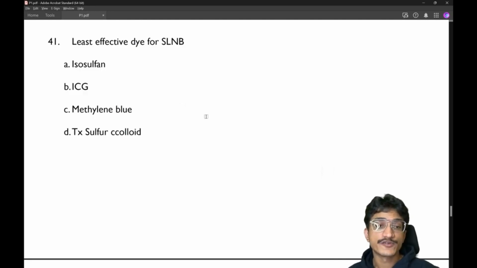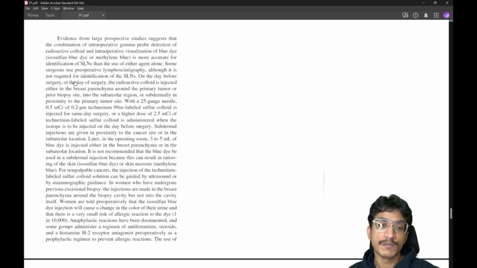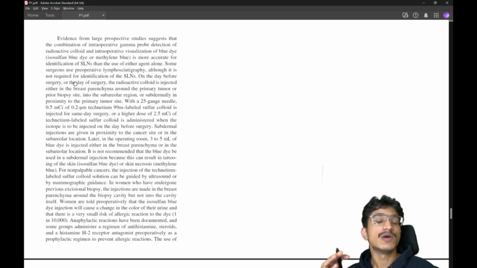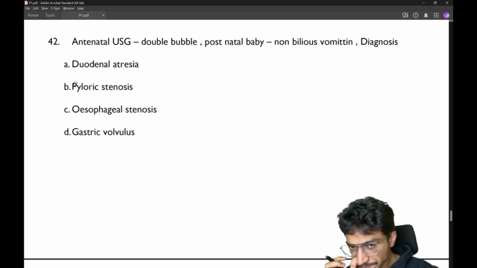Least effective dye: we use methylene blue. Sometimes we combine methylene blue and isosulfan. We use technetium sulfur colloid. ICG is the least effective dye for sentinel lymph node biopsy. More commonly we use isosulfan blue, methylene blue and technetium sulfur colloid.